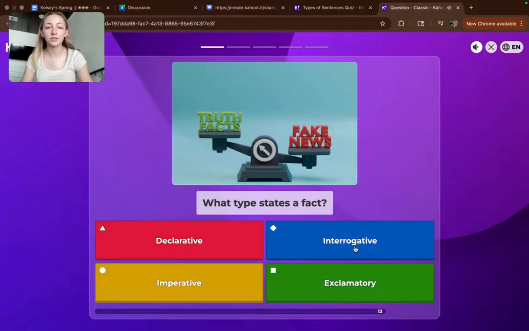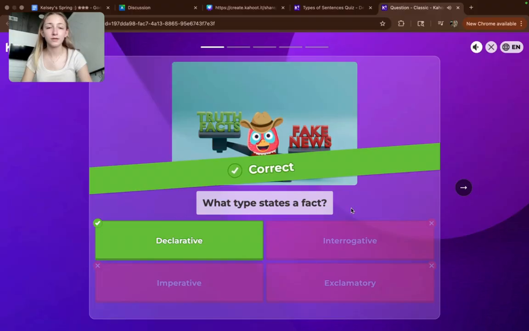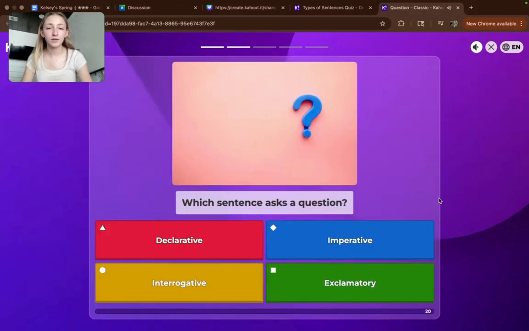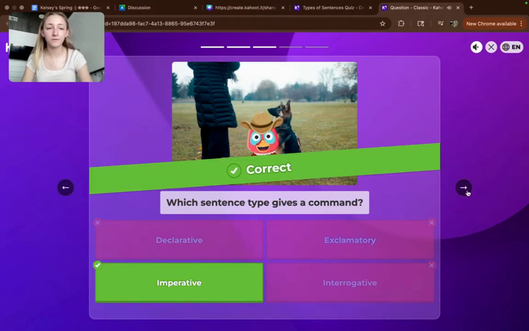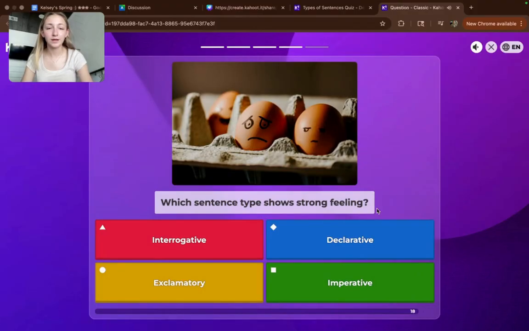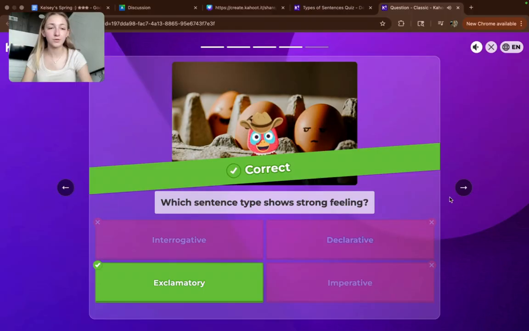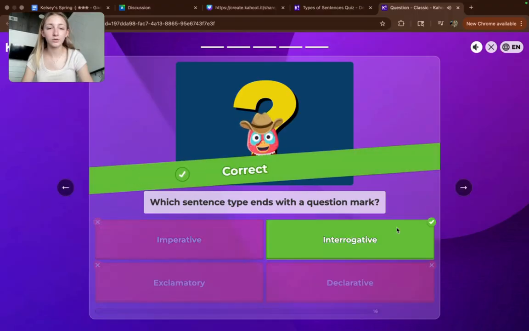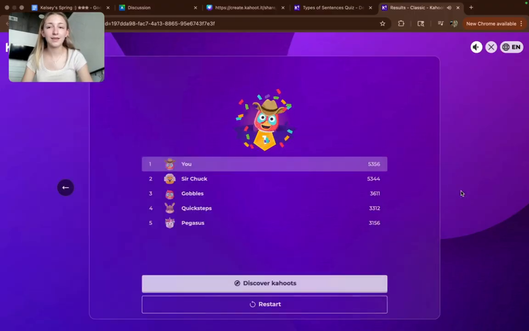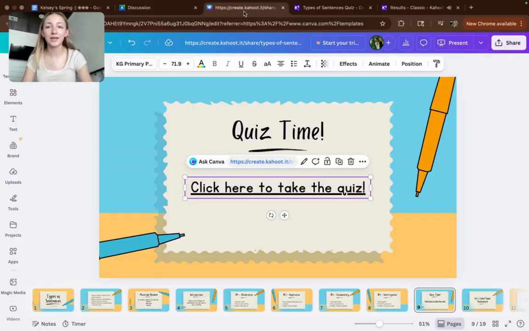So it just asks some questions like, what type states a fact? So that's declarative. Which sentence asks a question? Interrogative. Which sentence type gives a command? That would be imperative. Which sentence type shows strong feelings? Exclamatory. Which sentence type ends with a question mark? Interrogative. And then I'll be able to see where each student is at and if they actually are grasping what we're learning.